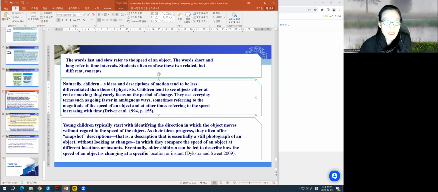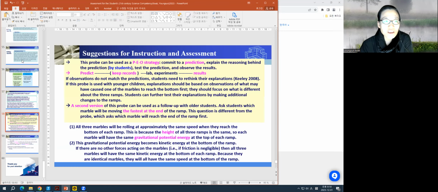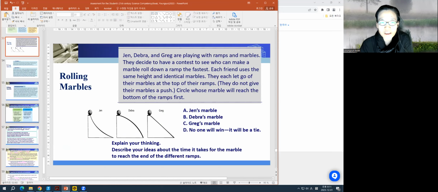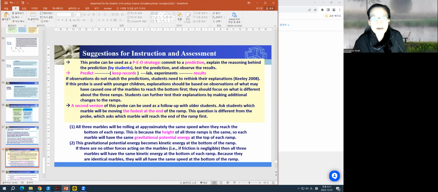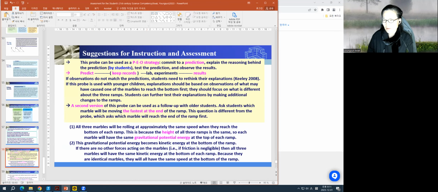What if you want to use this same situation for high school level? What would you do? As I told you before, we are conducting students' competency assessment for getting some information for our instruction as well. So look here, suggestions for instruction and assessment.